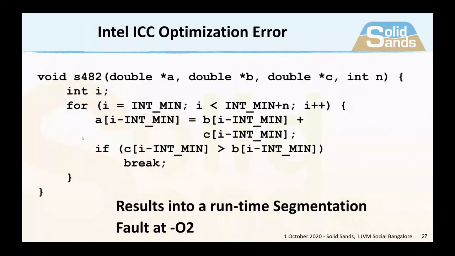So let's look at some examples of compiler optimization errors that we found using our supertest optimization test suite. This is an error we found in the Intel C compiler. And here we are looping very close to integer limits. So we start at the smallest possible integer value, and we iterate until the smallest possible integer value plus n. And if we would execute this loop with optimizations enabled in the Intel C compiler, at runtime, a segmentation fault would happen when executing this loop.